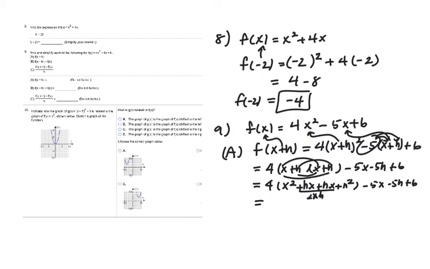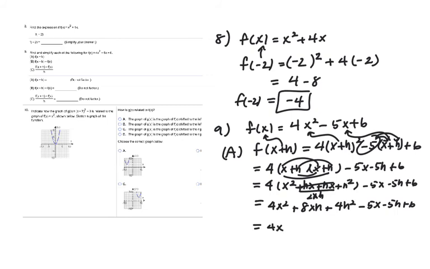Okay, and so in the case where I distribute the 4, I'll have 4x squared plus 4 times 2xh, so I'll have 8xh, plus 4 times h squared will be 4h squared. Okay, and bring down my minus 5x minus 5h plus 6. Okay, and so here we look to see if we can simplify it. In this case here, there are no like terms, and so our answer is 4x squared plus 8xh, or hx.